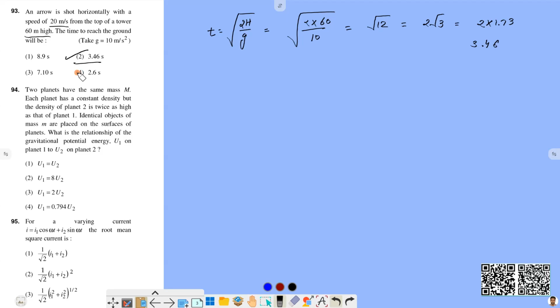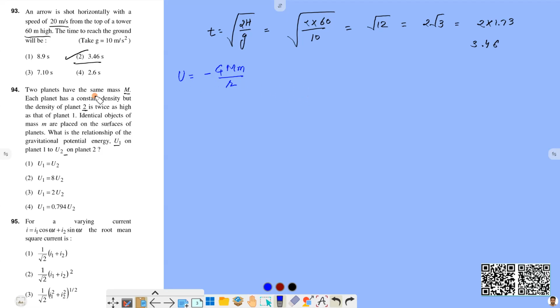Now moving to the 94th. Two planets have the same mass m. Each planet has a constant density, but density of planet 2 is twice as high as the one of the first. Identical objects of mass m are placed on the surfaces of the planets. What is the relationship between the gravitational potential energy U1 and U2 between the planets? So we know that the formula for gravitational potential energy U is equal to minus G capital M small m divided by the distance. Now capital M is the mass of the planet here and small m is the mass of the body here.